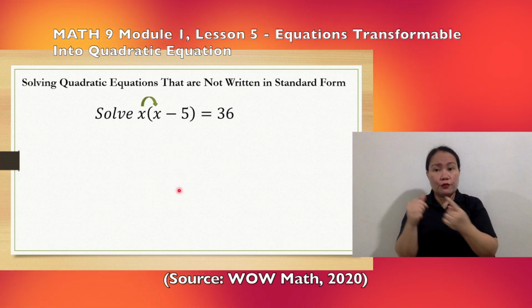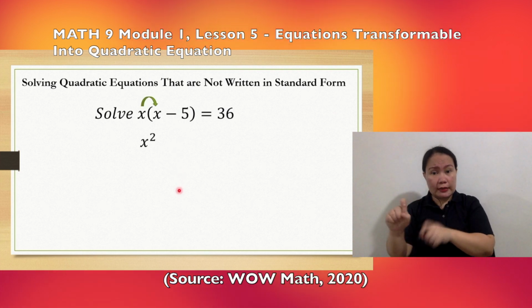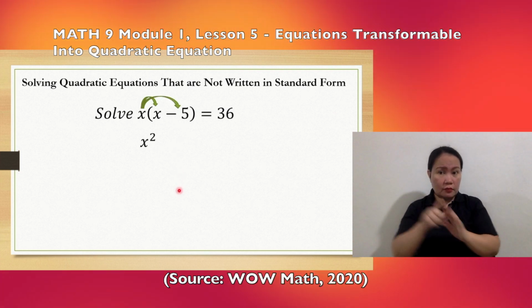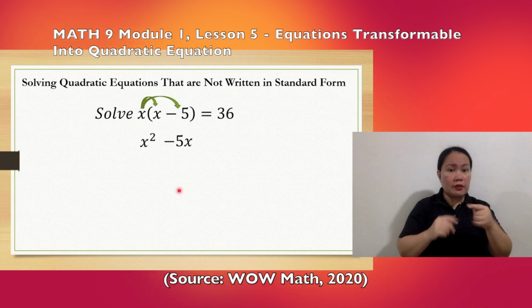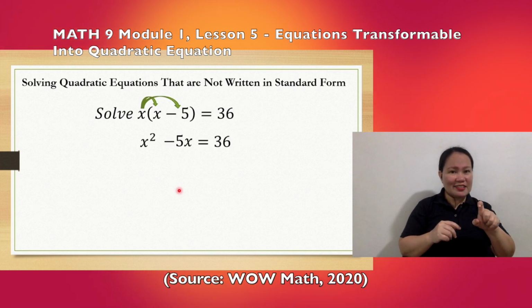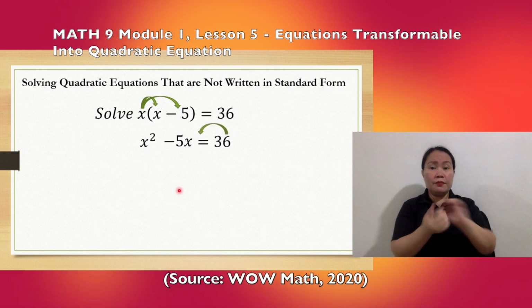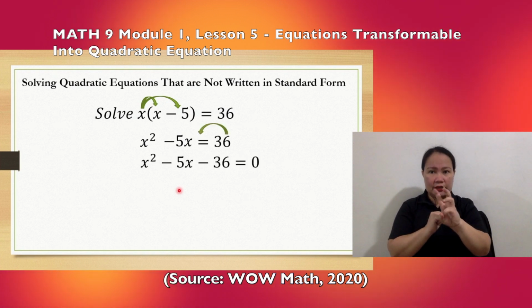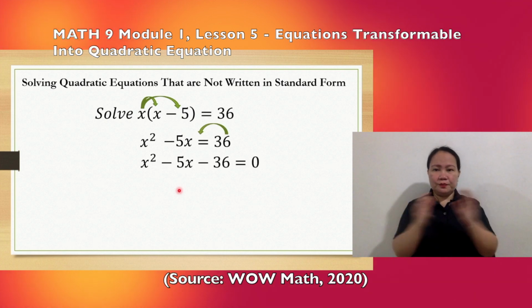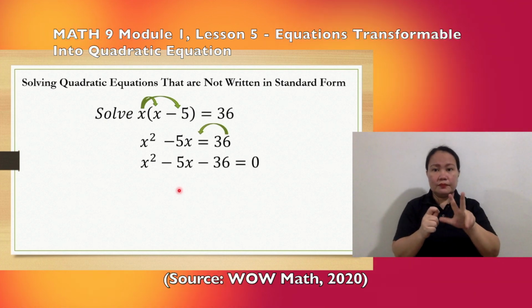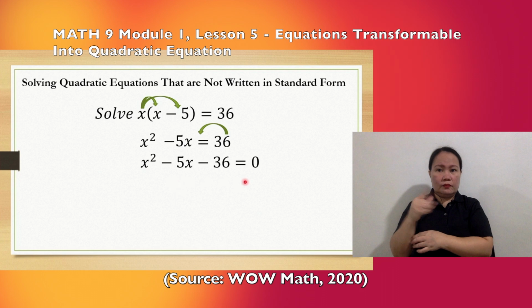Imumultiply muna natin si x times x, that is x squared. Multiply si x times negative 5, that is negative 5x, is equal to 36. And then, lipat natin si 36 sa left side. And that will become x squared minus 5x minus 36 is equal to 0. So, ito na yung quadratic equation natin na naka-standard form.